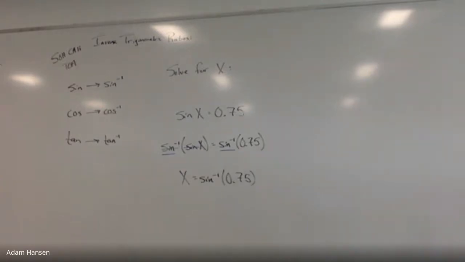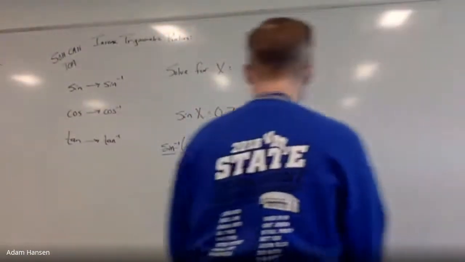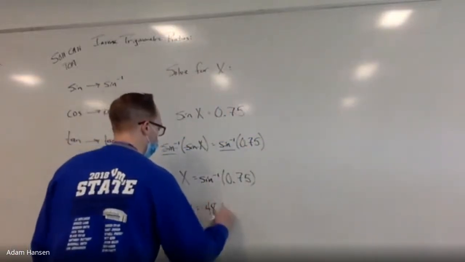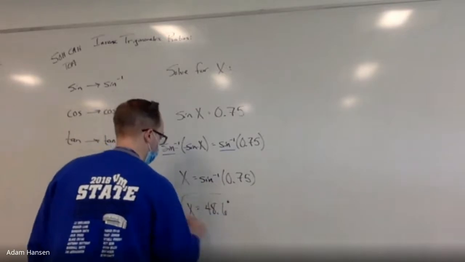So I have it in my calculator. I got about 48.6 degrees. Did you find the same answer? Yep, looks good. Is this an irrational number? It would be irrational, yes. There's no way to make this into a fraction.